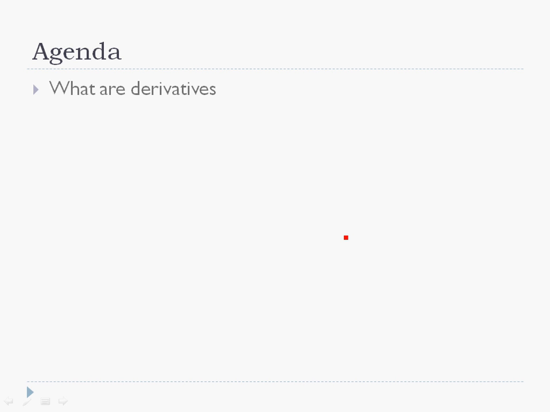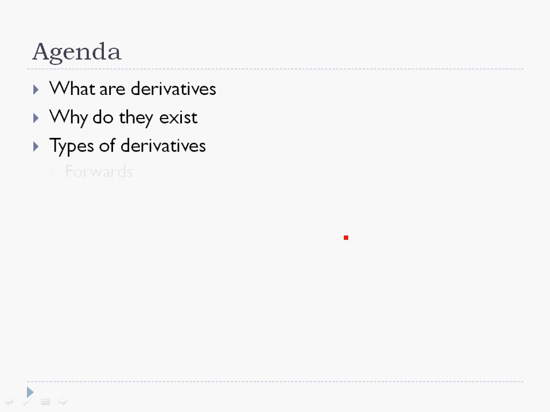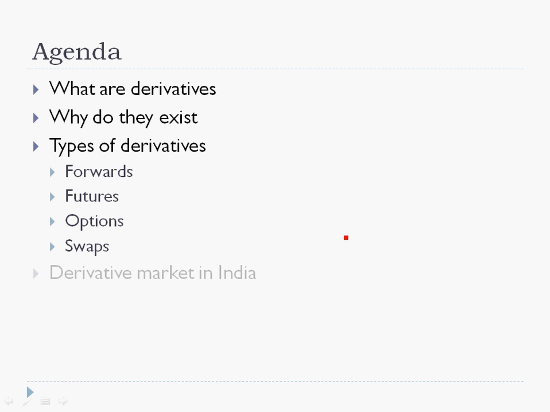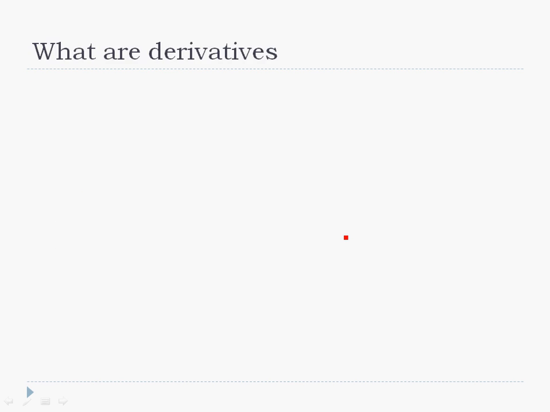So the agenda of this video would be we would understand what are derivatives, why do we use them, and then we would understand few of the derivatives which are very popular. So we would talk about forwards, futures, options and swaps. So these are also mentioned in the syllabus for our exam, and then we would skip derivative markets in India because this is not mentioned in our syllabus.